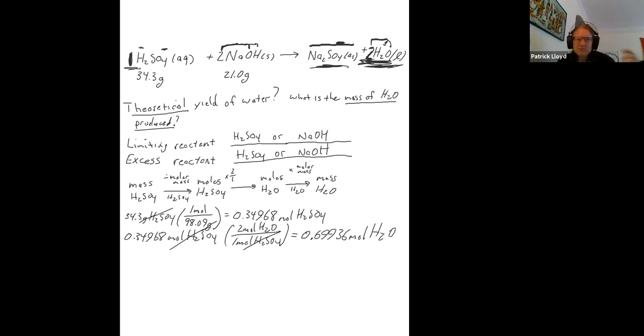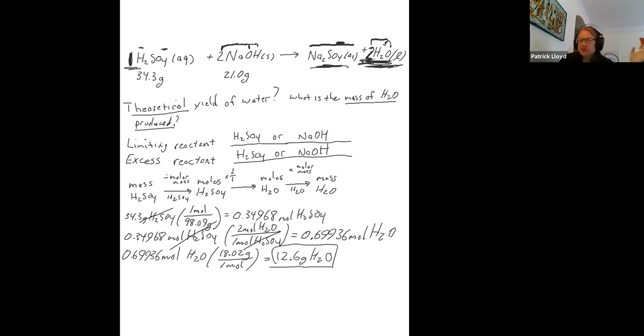And then convert that to grams. The theoretical yield is typically the mass in grams or kilograms. It could, in theory, be in moles. You could leave it in moles, but usually these problems are going to want to have it in grams. So 0.69936 moles of water. And I'm just going to multiply it by the molar mass of water, 18.02 grams per mole, right? H2O, 2 hydrogens, 1 oxygen. You look those masses up, and then you get it. So times 18.02, looks like I get about 12.6. Okay, so that could be the theoretical yield.